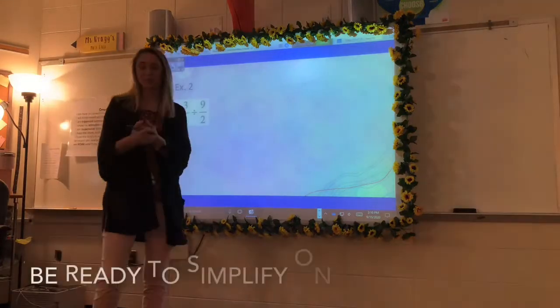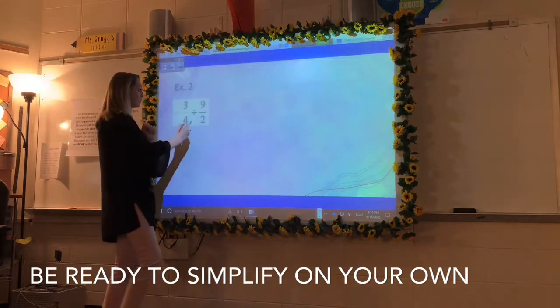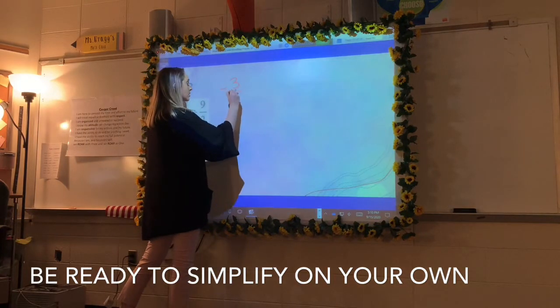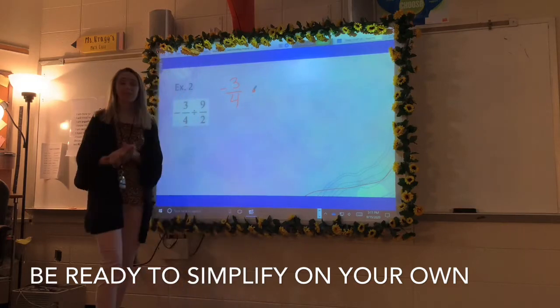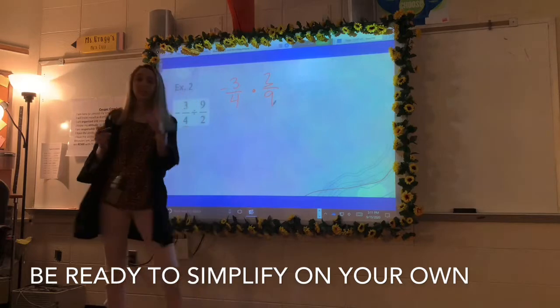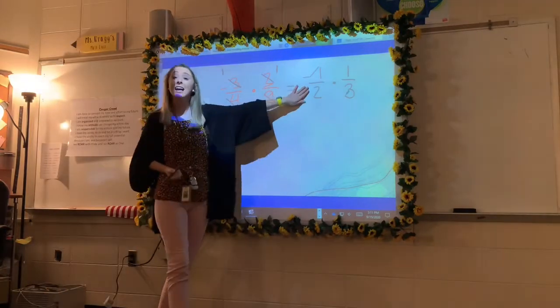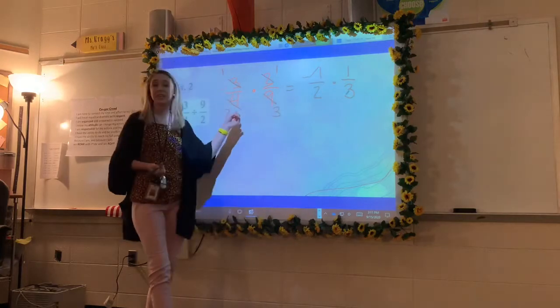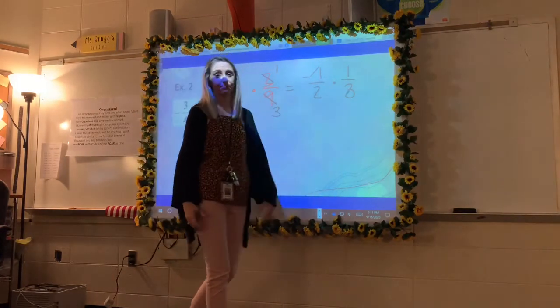So let's look at example number 2. Not much different from example number 1. We keep it, so negative 3/4. We change division to multiplication, and we flip 9 halves to become 2 9ths. First thing we want to do before we overcomplicate it is cross simplify. So now we have negative 1/2, because remember we have to keep that negative sign. That negative sign did not disappear, times a 1/3.